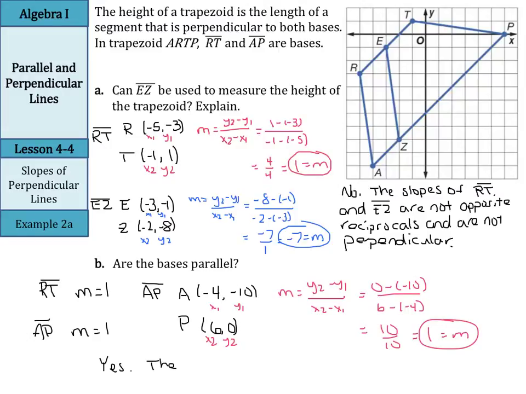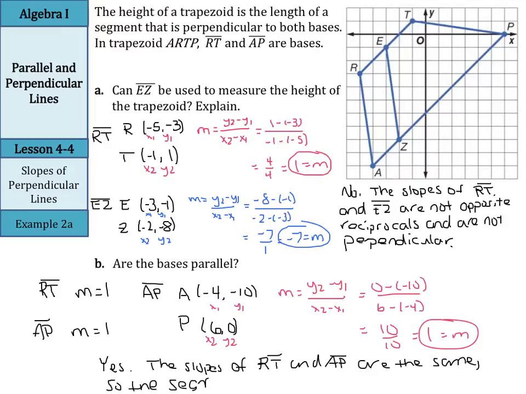The slopes of RT and AP are the same, so the segments are parallel. So for perpendicular lines, you need opposite reciprocals. For parallel lines, you need the same slopes. We didn't have it in A, but we had it in B.